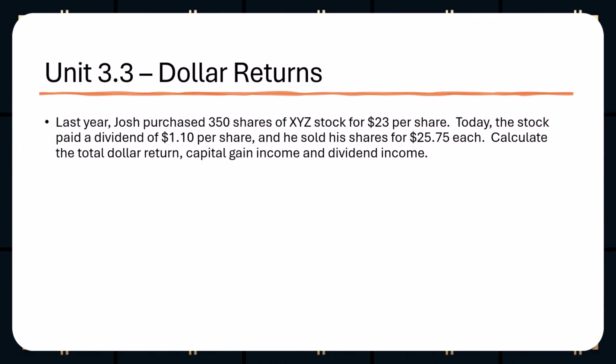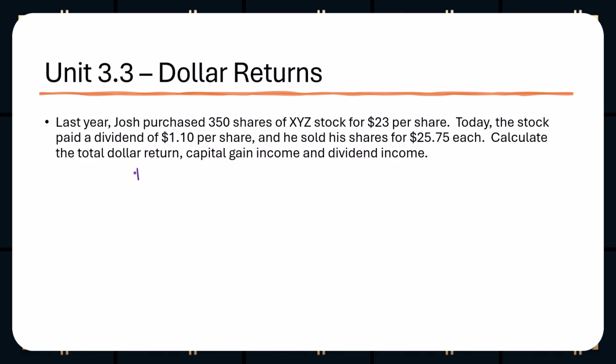Last year, Josh purchased 350 shares of XYZ stock for $23 per share. Today, the stock paid a dividend of $1.10 per share, and he sold his shares for $25.75 each. Calculate the total dollar return, capital gain income, and dividend income earned on this particular investment.